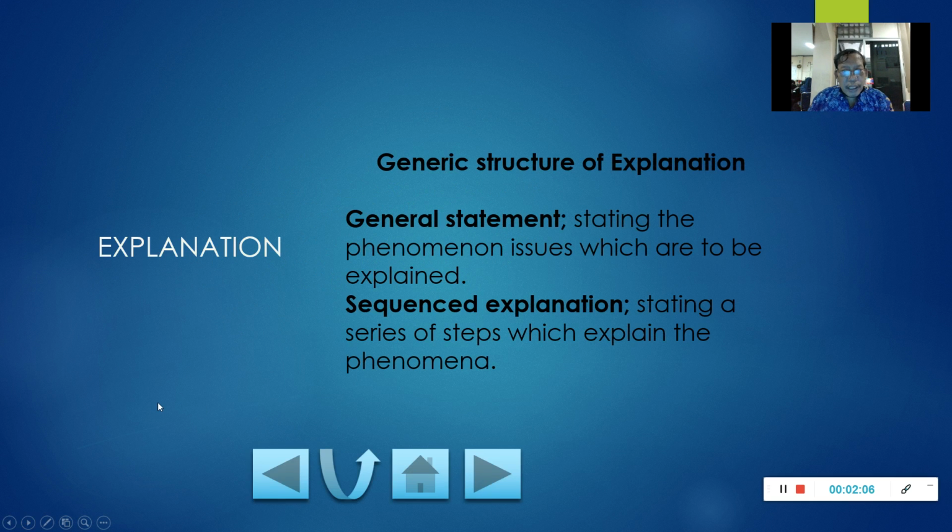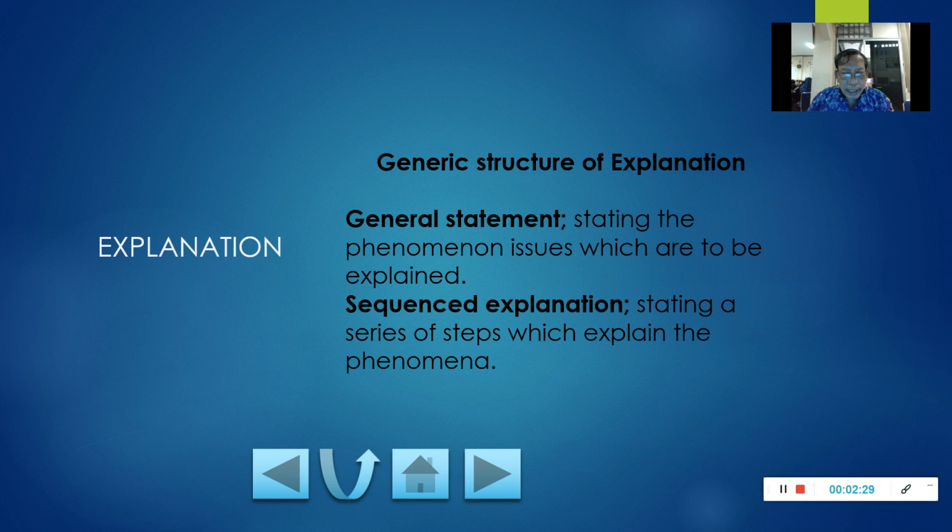Now we talk about the generic structures of explanation text. How to write the explanation text? We have to go through these following stages. First one is the general statement. In this general statement, the writer is trying to state the phenomenon issues which are to be explained.